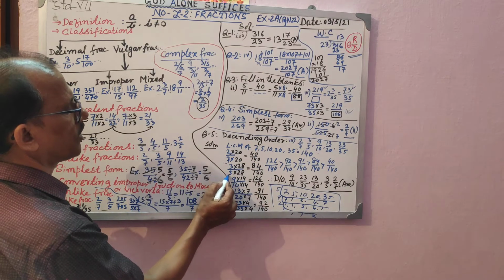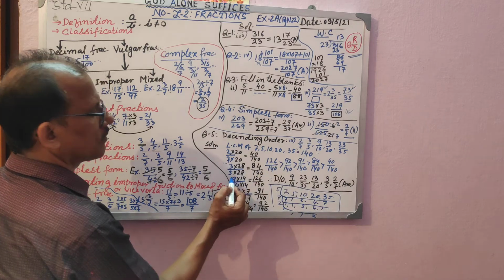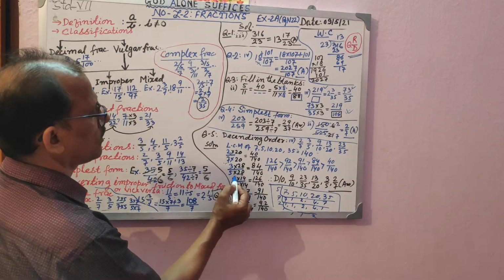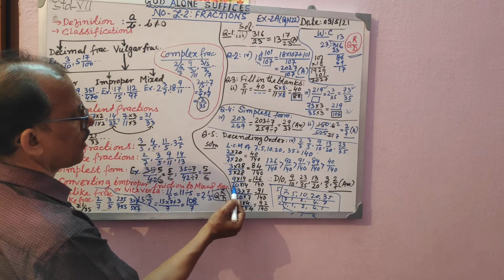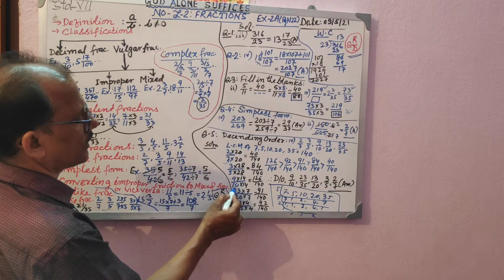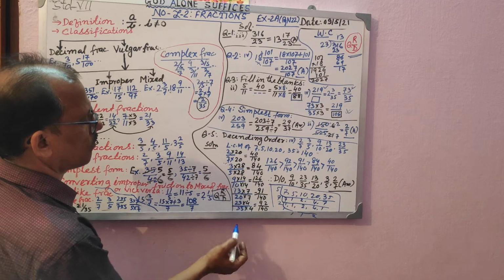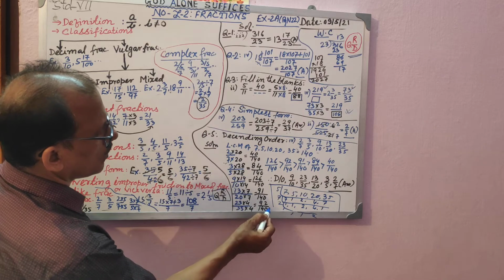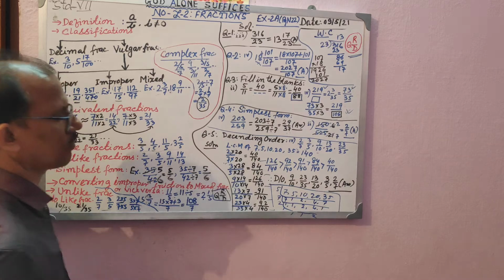Again, 3 by 5: write it down. Divide 140 by 5. You will get 28. You multiply 28 with both. You will find 84 by 140. Likewise, do all. Divide 140 by 10, you will find 14. Multiply 14 with both, you will find 126 by 140. Now your denominators in all the cases are 140, so they are like fractions now.